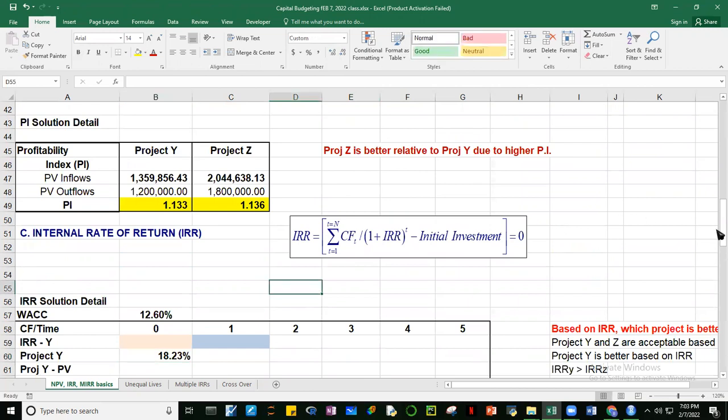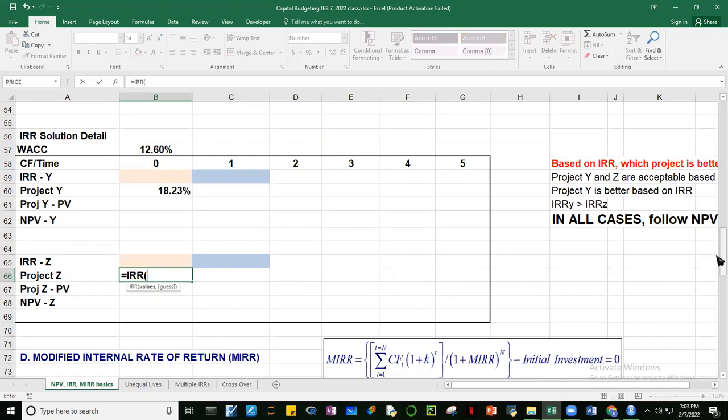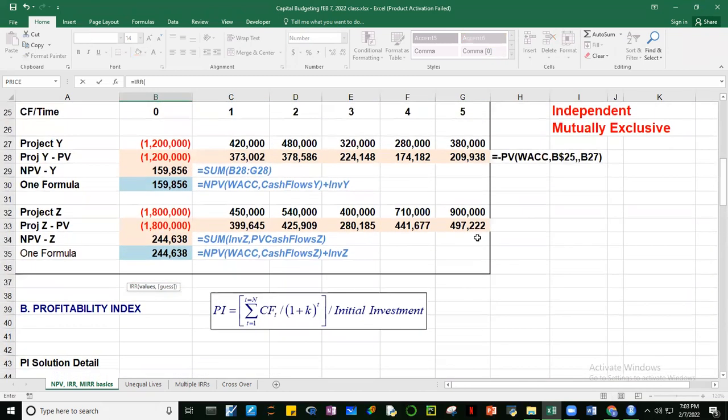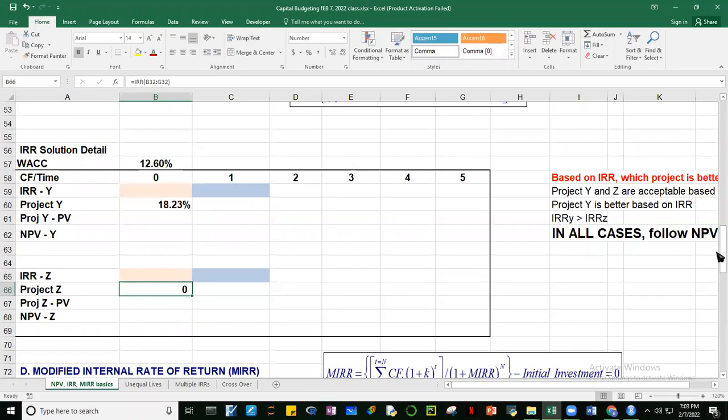Okay, so Project Y has an IRR equal to 18.23%. Okay, how about Project Z? Si Project Z naman, ang IRR niya, okay, so we need to get the cash flows of Project Z. Ito, kasama yung initial investments. Lahat ng cash flows. Okay, Control Enter. Alright, copy natin yung format nito. Okay, so you can see here, guys, that based on internal rate of return, Project Y is better than Project Z.